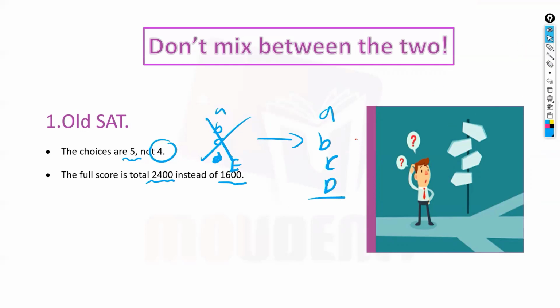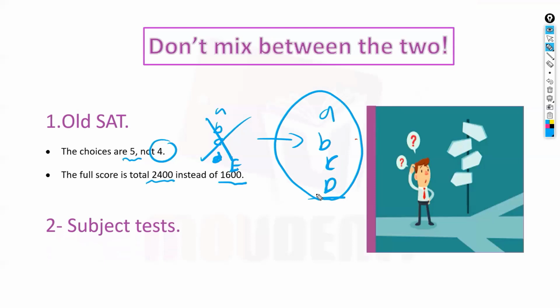Let's move on to something probably more important than the old SAT, the subject tests. Not every test that includes 4 choices is the SAT. A lot of students think that the SAT has chemistry or biology or physics or something. No, these are subject tests. They test one subject. The SAT has, like I told you, 2 main sections, the math and the English, and each section is 800 points.